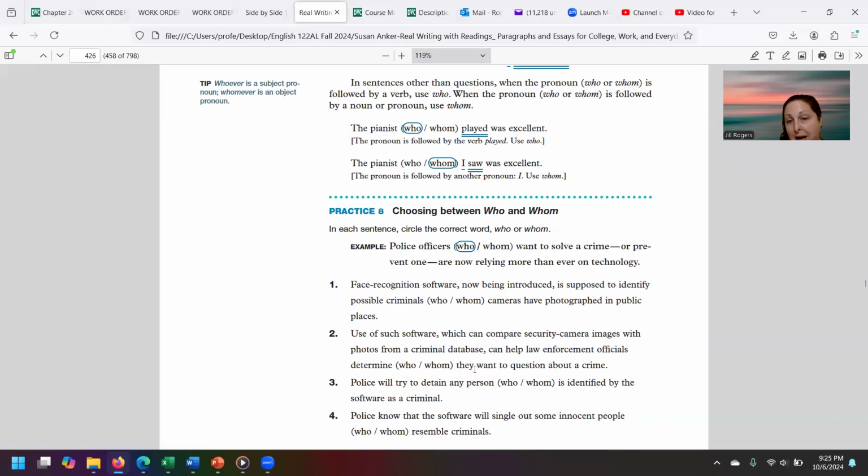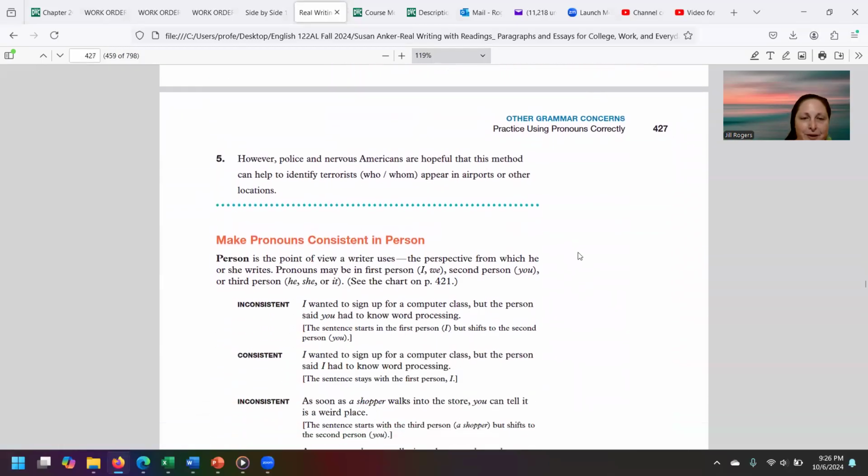Is this word a noun or pronoun or a verb? If it's a noun or pronoun, put whom. If it's a verb, put who. That's all I'm saying about that. That's all you need to know. Find whatever word is following it. If it's a verb, who. If it's a pronoun or noun, put whom. The end. Love that exercise. No one should have any trouble.